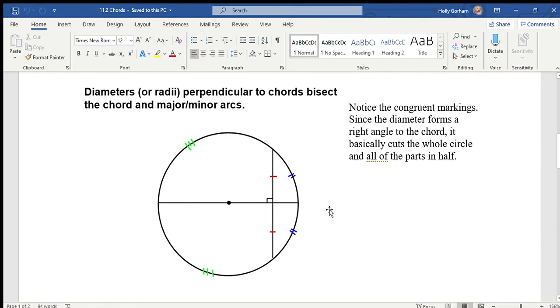So because of that, the diameter bisects the chord and it bisects the major and minor arcs. Basically, this diameter cuts the whole circle in half. So whatever's on the top is the same as whatever's on the bottom. So the two segments on the chord that are marked in the red, those are congruent. The two arcs over here marked in blue, those are congruent. And then the two arcs marked in green, those are congruent.